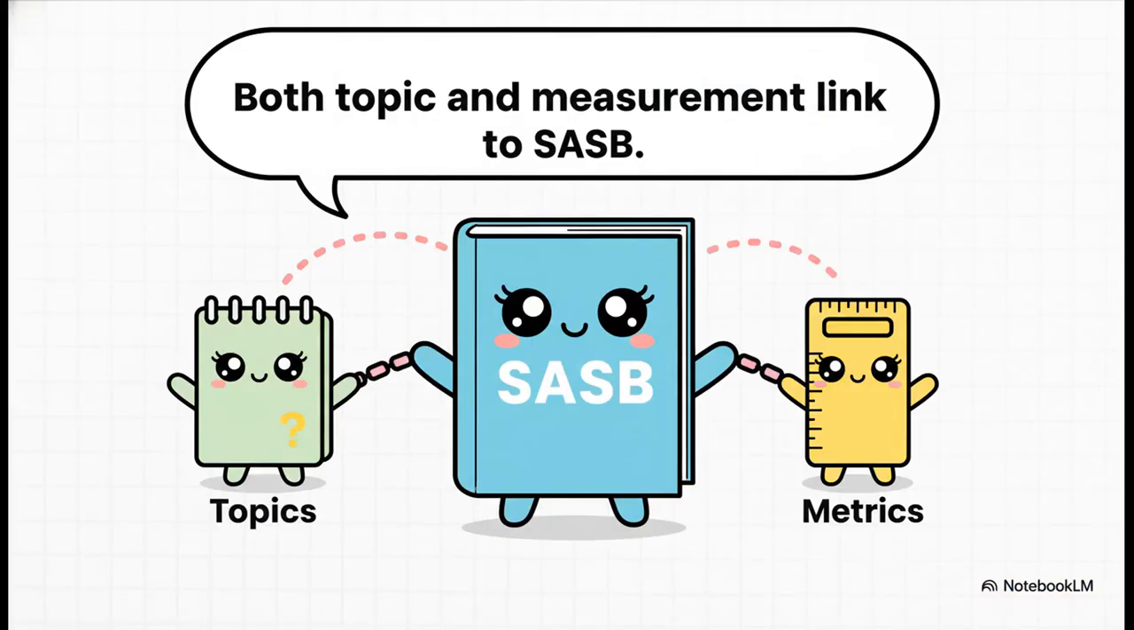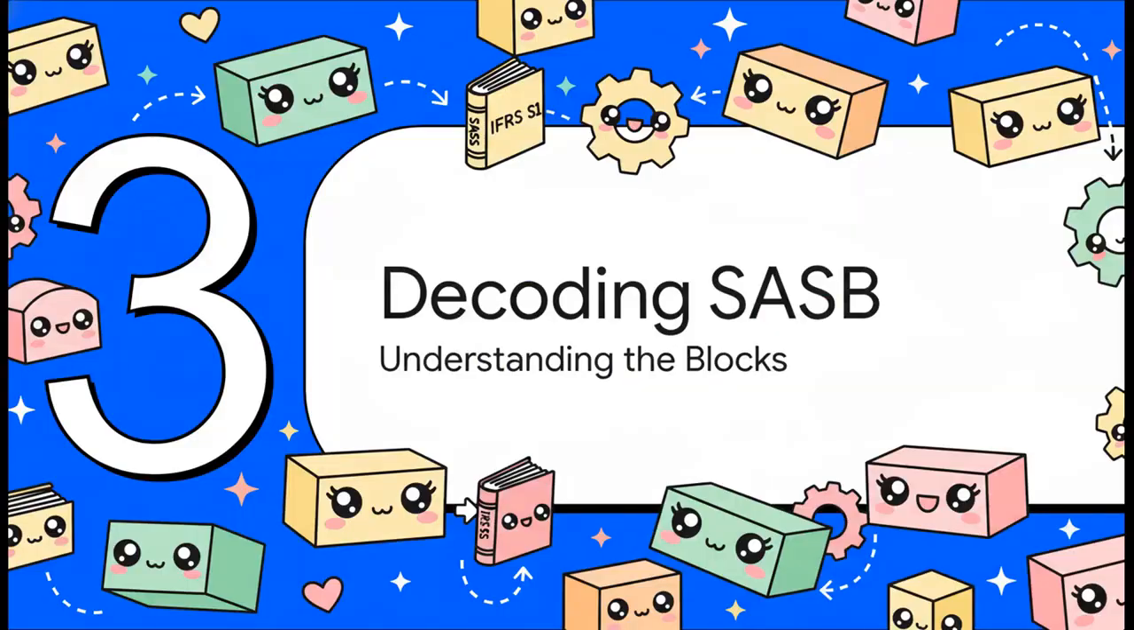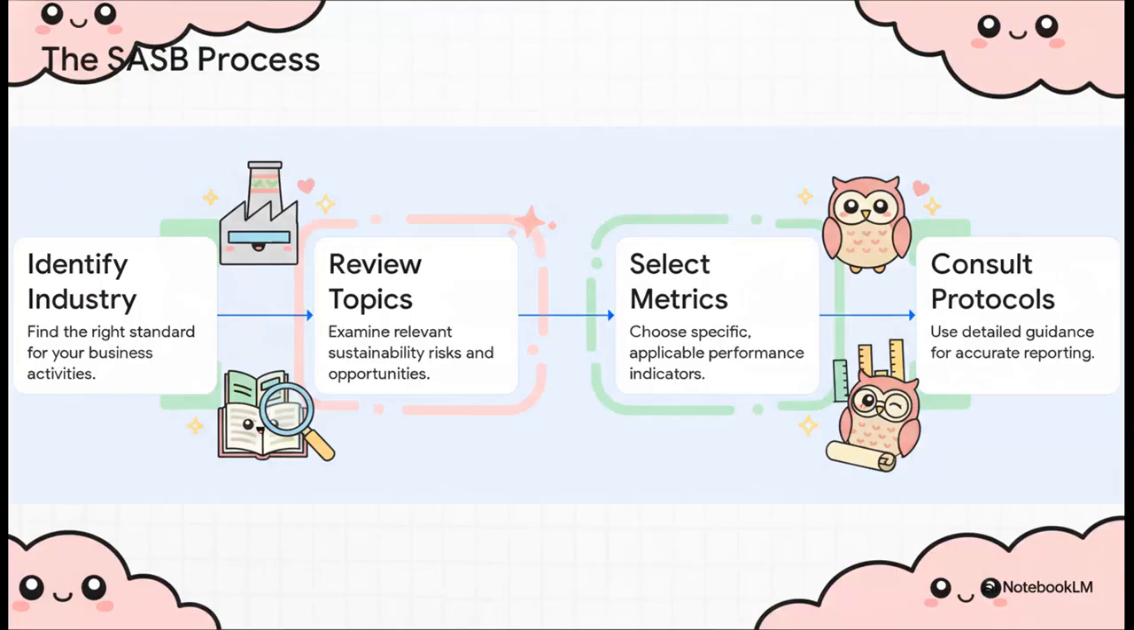And it doesn't just stop at identifying the risks and opportunities. When it comes to the actual metrics, the what and how you're supposed to measure, paragraph 58A points you in the exact same direction. You're required to consider the metrics within the SASB standards, so both the topic and the specific measurement are tied directly to SASB. Okay, so we know we have to look at the SASB standards, but what are we actually looking at? Let's take a minute to decode the SASB architecture and really understand its different building blocks.